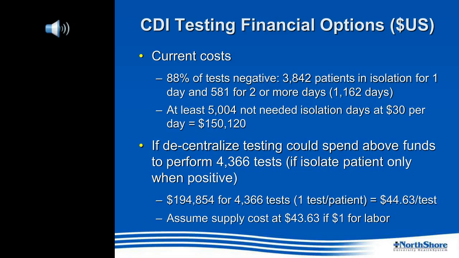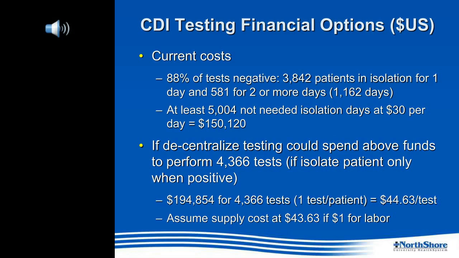So by doing this, 88% of the tests were negative. Patients did not need to go into isolation. And the bottom line was, by saving all the isolation costs, we could spend up to $43.63 per assay and still come out even or ahead in cost by doing a PCR test, and avoid all of the unnecessary expenses and patient inconvenience and healthcare worker inconvenience of putting people into isolation.